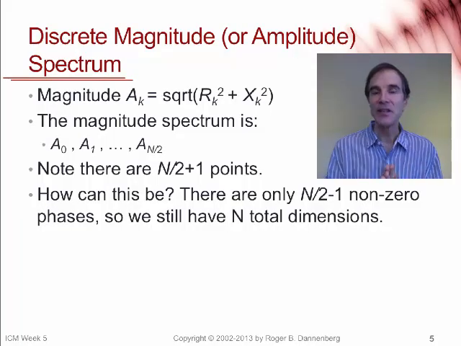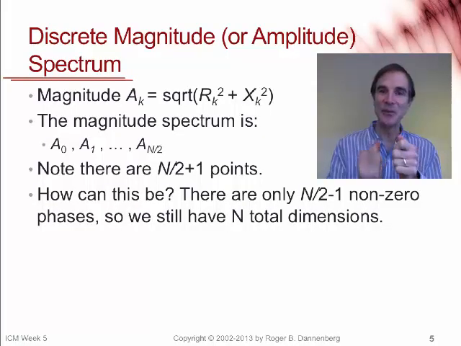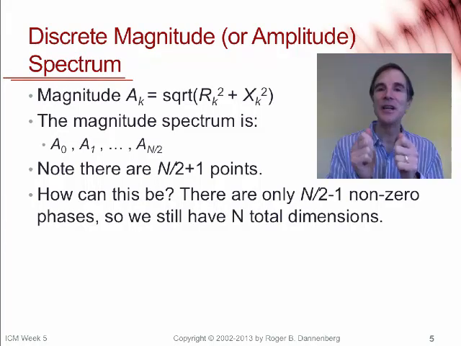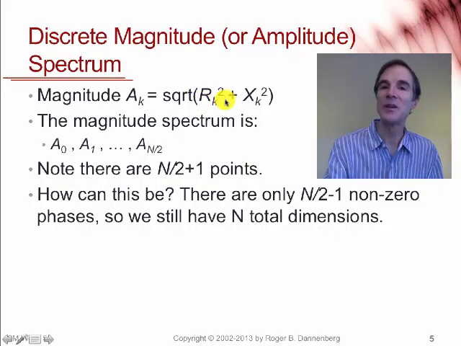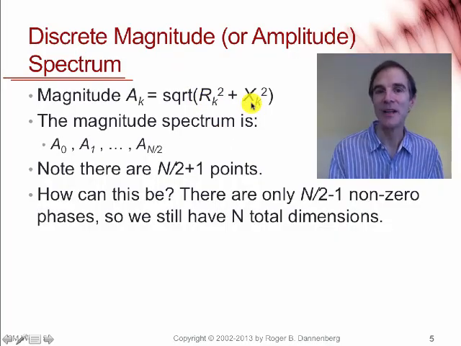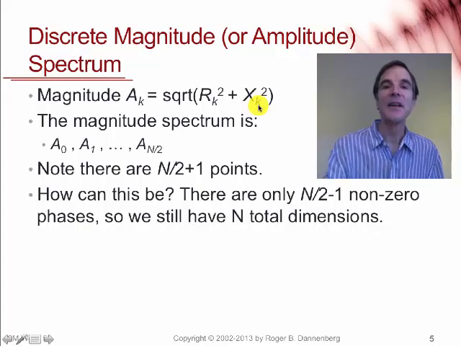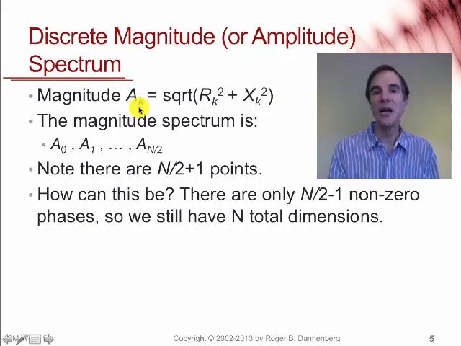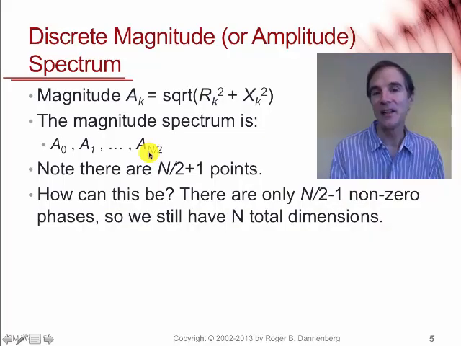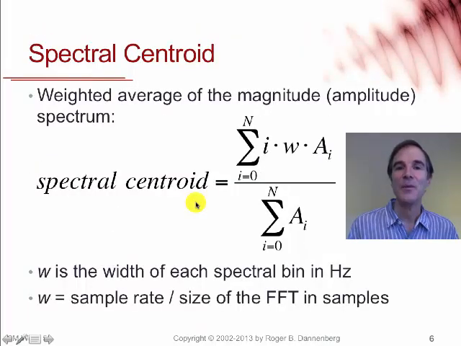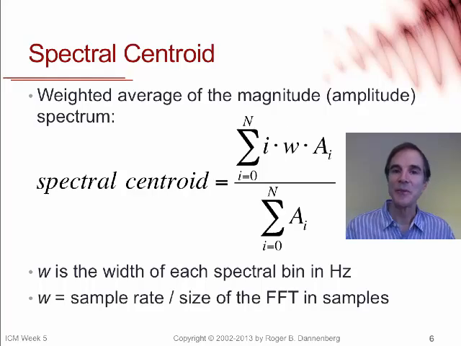So it turns out the calculation is no, you do not add the real plus the imaginary part. You take the Euclidean distance. So in other words, the square root of the real part squared plus the imaginary part squared at any given coefficient k. And that forms what we call the amplitude or magnitude spectrum, whose coefficients are a sub k. And the magnitude spectrum actually has n over 2 plus 1 points because we have a 0 coefficient and an n over 2 coefficient. We use the magnitude or amplitude spectrum to compute the spectral centroid.